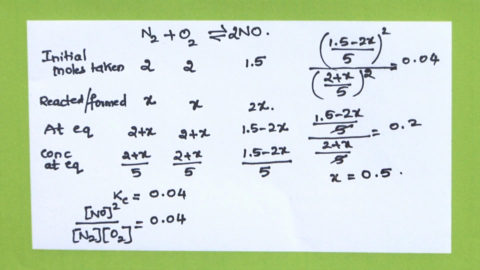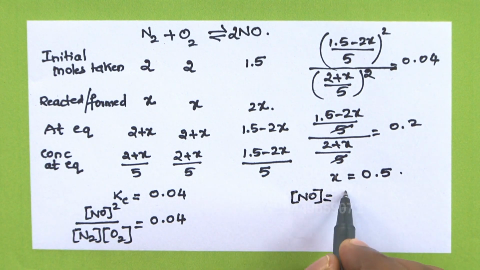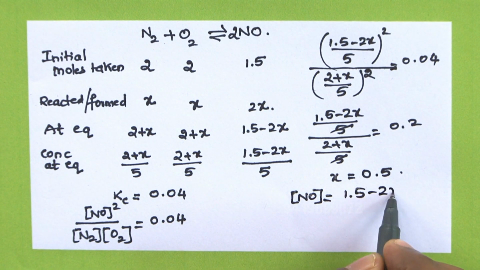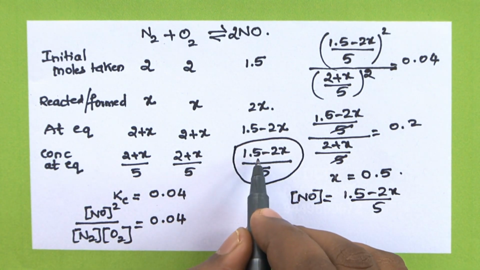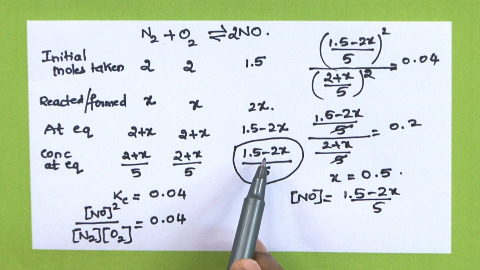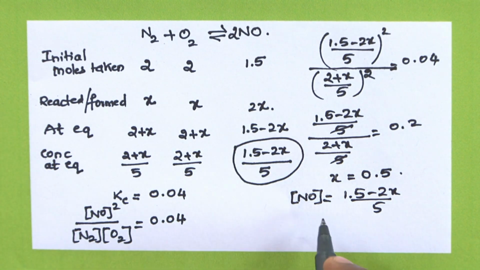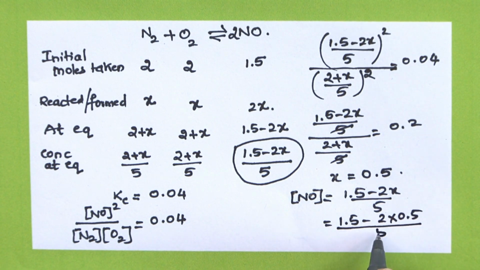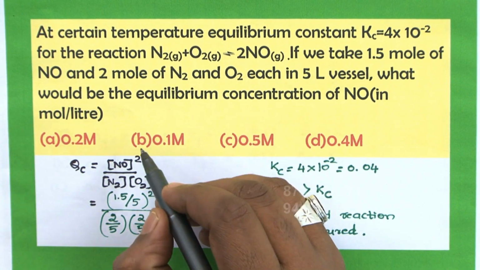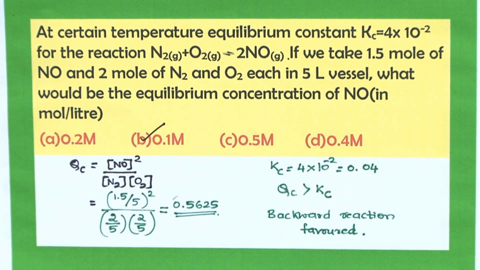Now, we require the concentration of NO at equilibrium, and the concentration of NO is 1.5 minus 2x divided by 5. Why is it minus? Because the reaction has taken place in a backward direction. That is equal to 1.5 minus 2 into 0.5 divided by 5, which equals 0.1. Hence option B, that is 0.1 molar or 0.1 mole per liter, is the right answer.